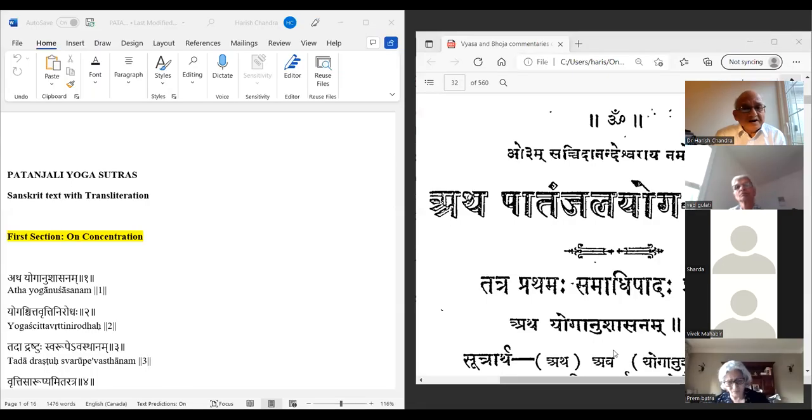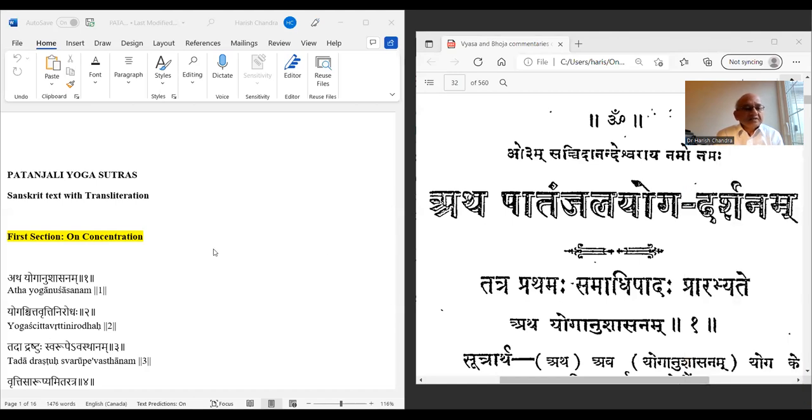So I am sharing two slides with you together. On my left side is the original Patanjali Yoga Sutra that I have shared with you, that has the Sanskrit Devanagari original statements followed by Roman transliteration. On the right side, that I may refer to once in a while, is also something I have sent to you, but that is the commentary on Patanjali Yoga by Vyas.